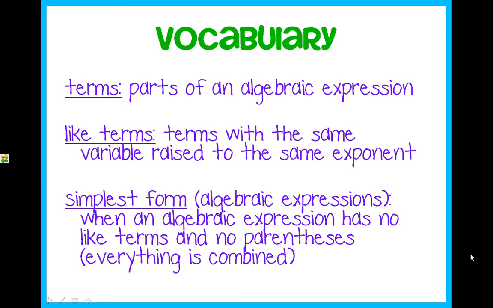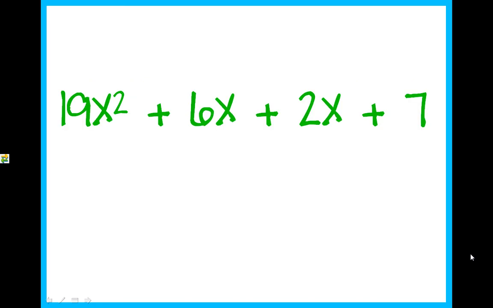In simplest form, when we're talking about algebraic expressions, is when an algebraic expression has no like terms and no parentheses. Everything is combined. And we're going to talk about these. So this here is an expression. Now, what I said were terms are the individual parts. So 19x squared is a term, 6x is a term, 2x is a term, and 7 is a term.